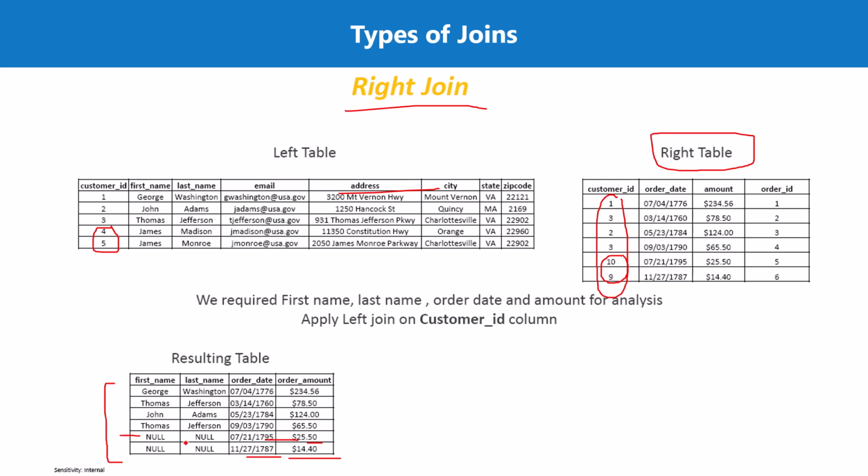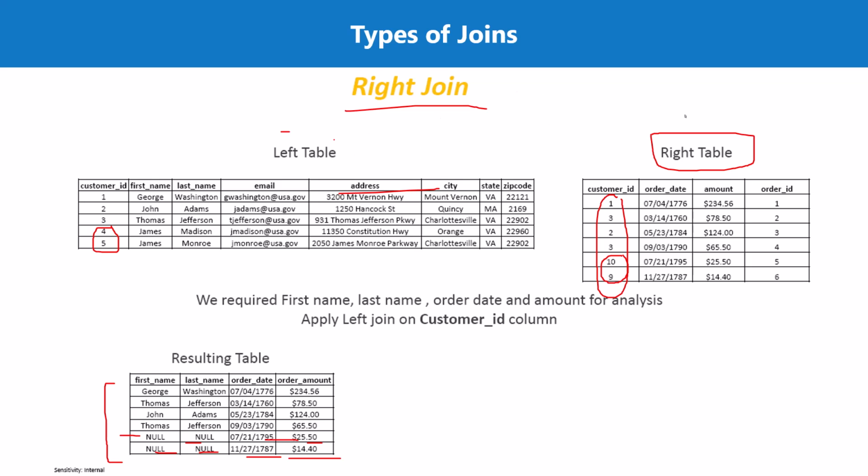Like we saw for the left join, the only difference is that the focus there was on the left table. Here the focus is on the right table. So right join is very similar to the left join. It is just that the position of the tables is different.